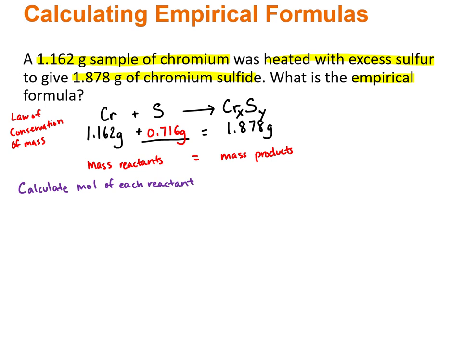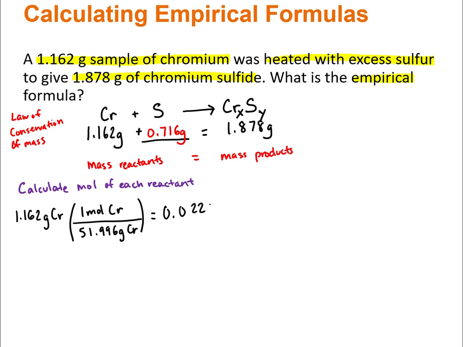To do that, we have to use the molar mass of each of our reactants. So for chromium, we're going to take the 1.162 grams. You look at your periodic table. You figure out that chromium is 51.996 grams per mole. That's how many moles of chromium we have.